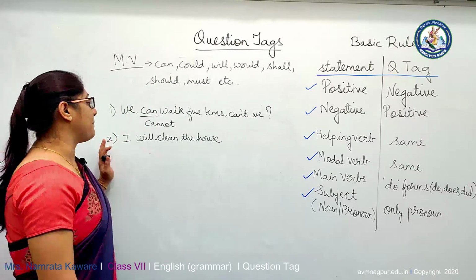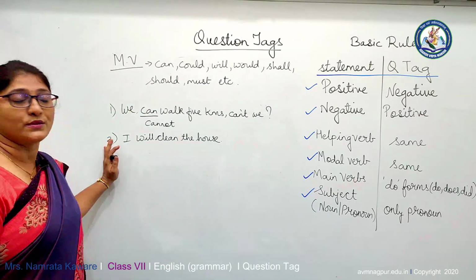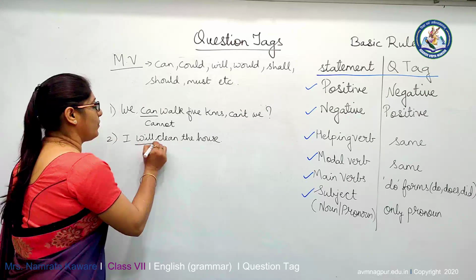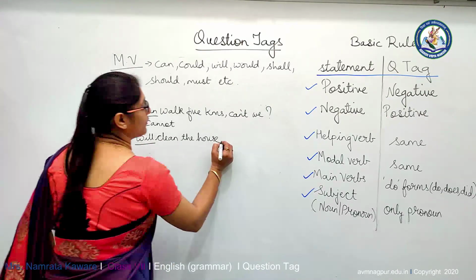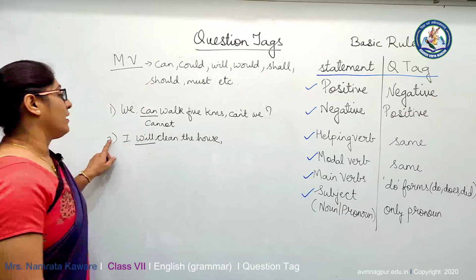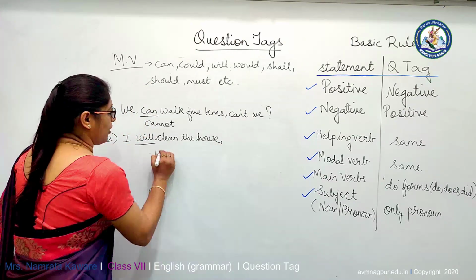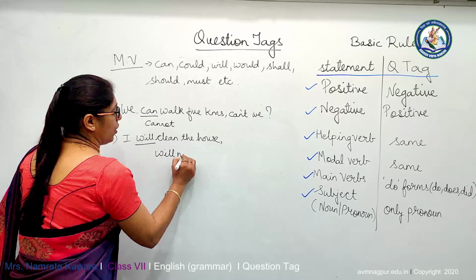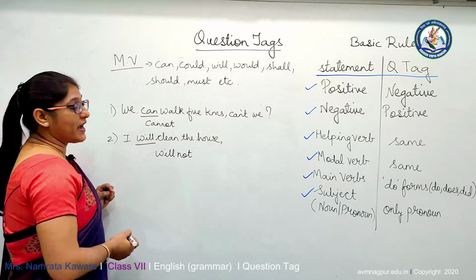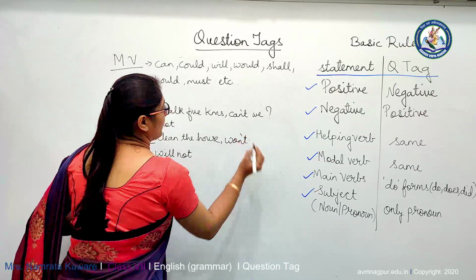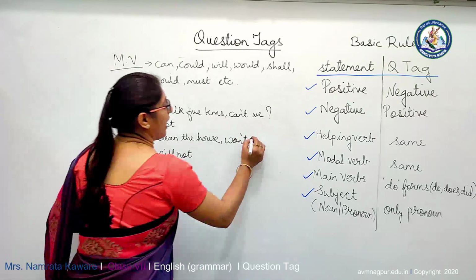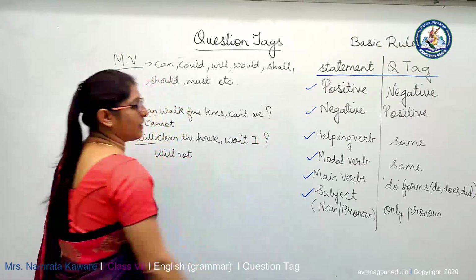The second example, I will clean the house. Here the modal verb is will, which shows certainty. Again, replace the full stop with a comma. The negative form of will is will not, but then the contracted form we write is won't. Won't I, and a question mark.